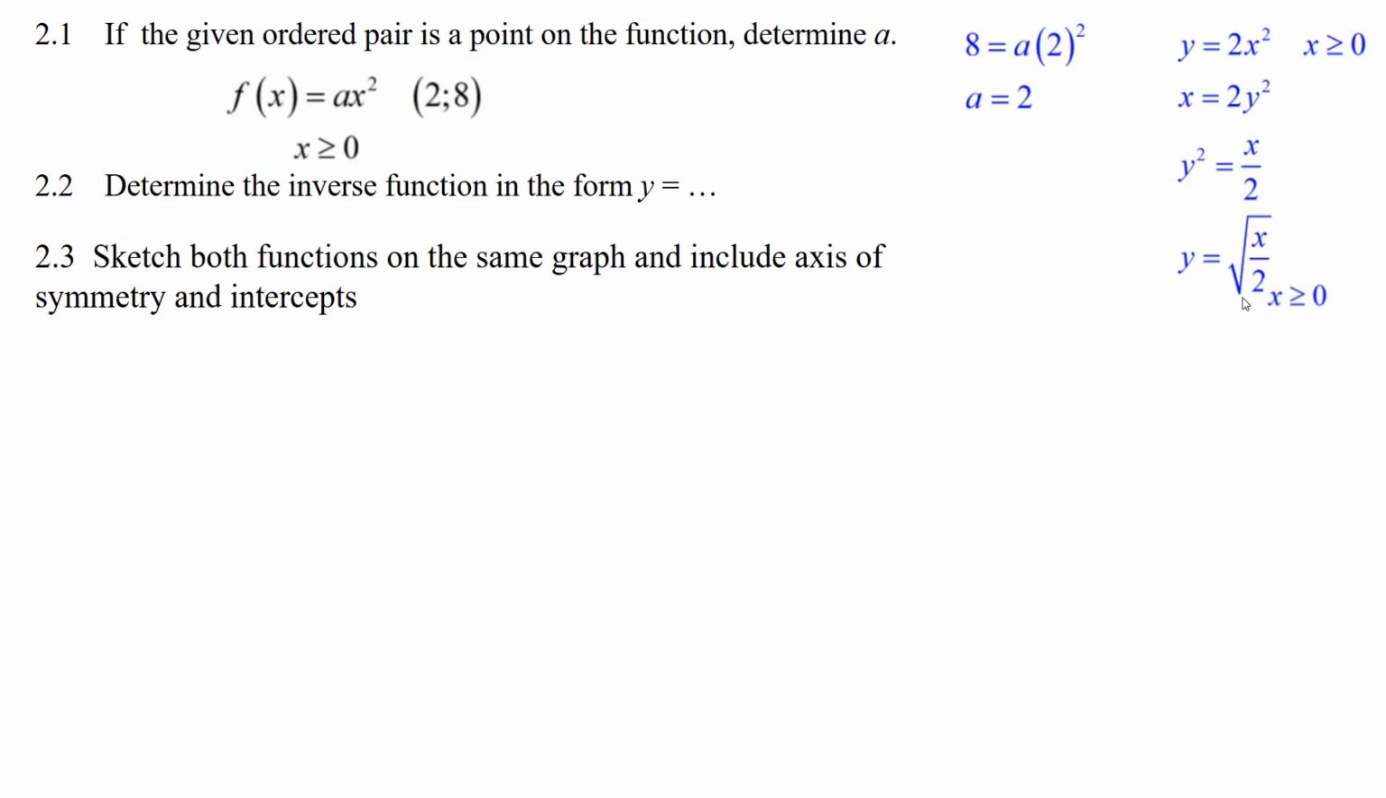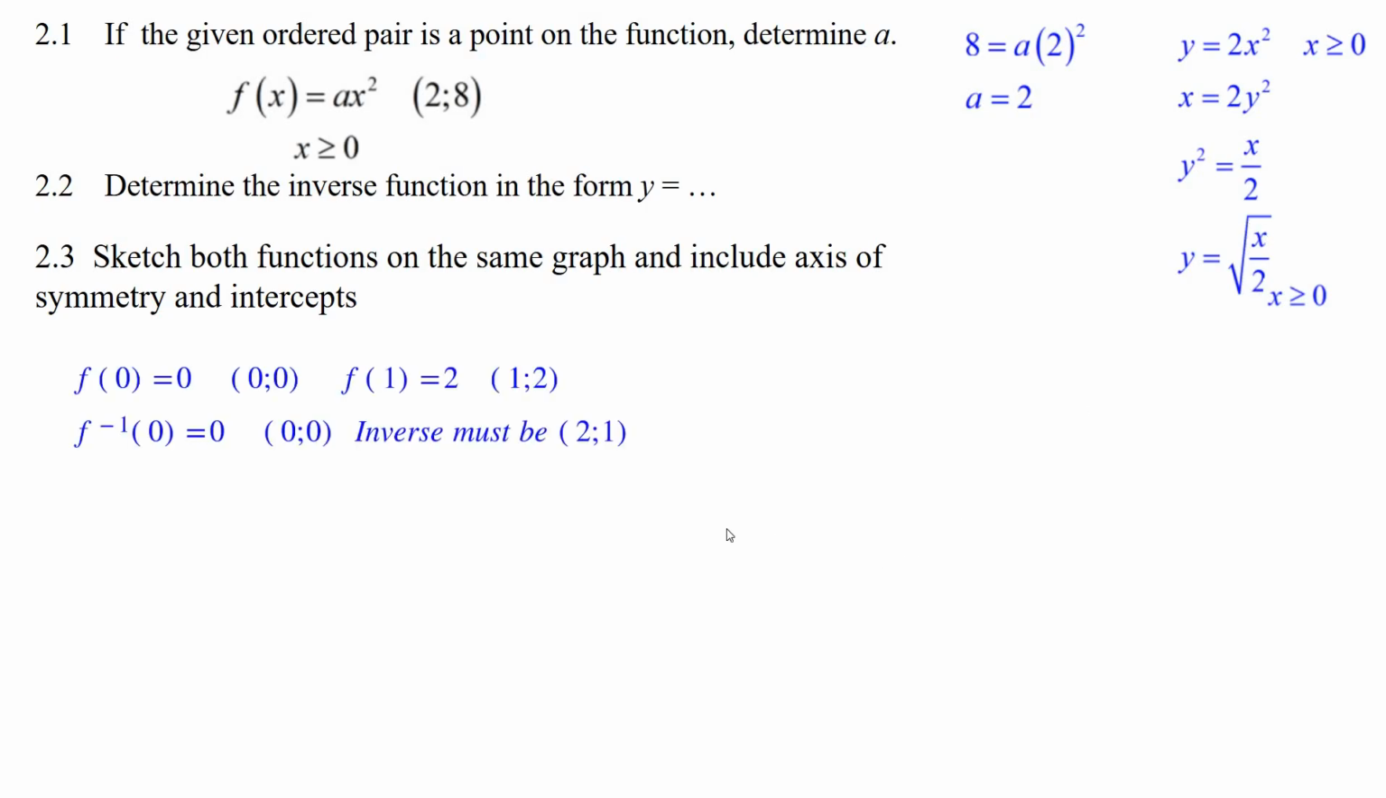But there's two branches here. x is greater than 0 here. If we want the inverse function, we've got the positive branch of the parabola. This is a parabola on its side. We want the positive branch where x is greater than 0 here. The plus root of x over 2, the positive branch.